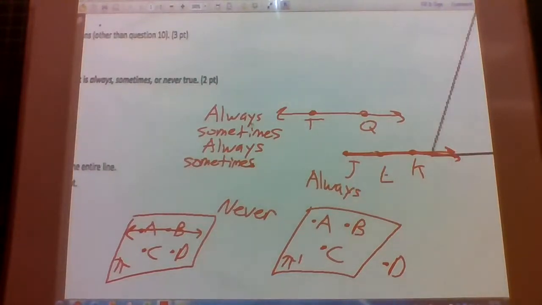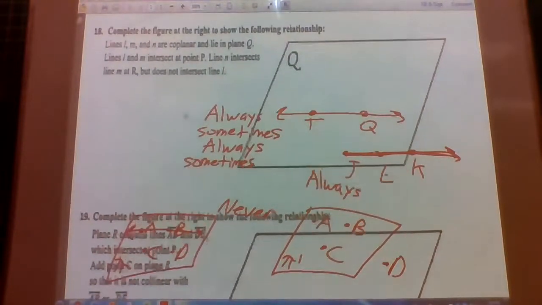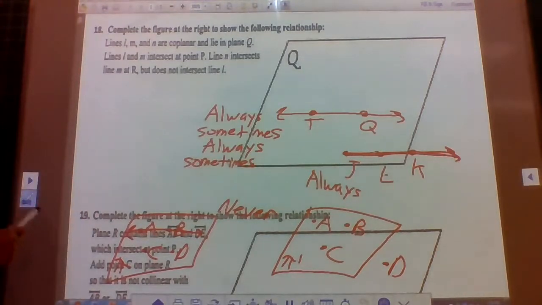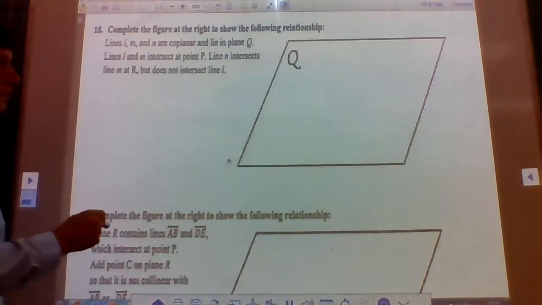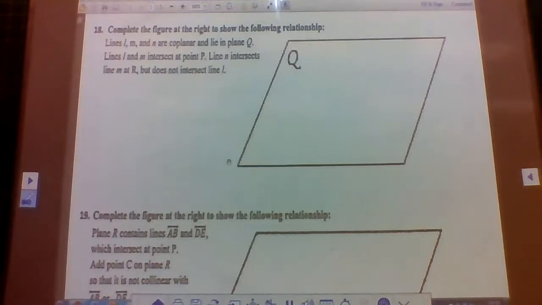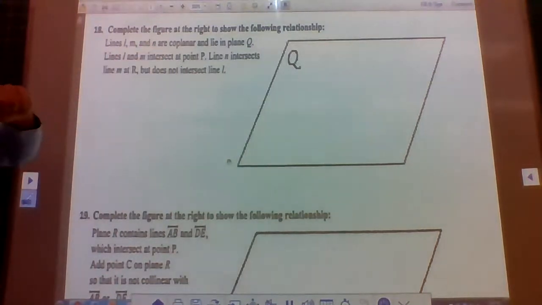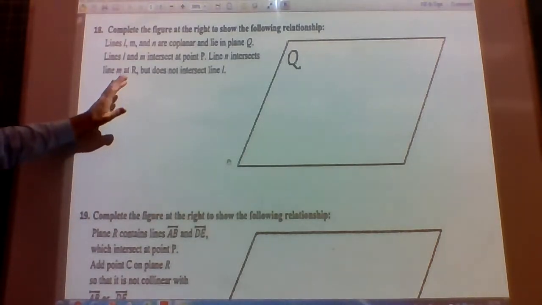All right, now to the other side where we have to do the sketches. Okay, so 18, we want to complete the figure to the right and show the following relationship. We have 3 lines, L, M, and N, and they're coplanar, and they lie in plane Q. So here's our plane Q. We have 3 lines in the plane, L, M, and N. Lines L and M are going to intersect at point P. Line N intersects M at R, but does not intersect line L.